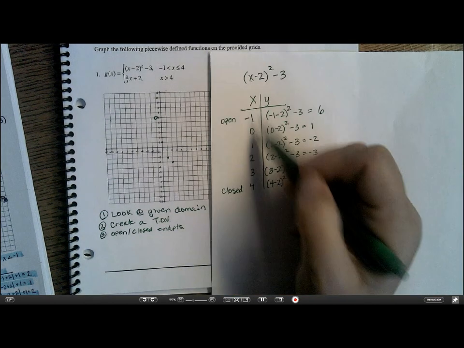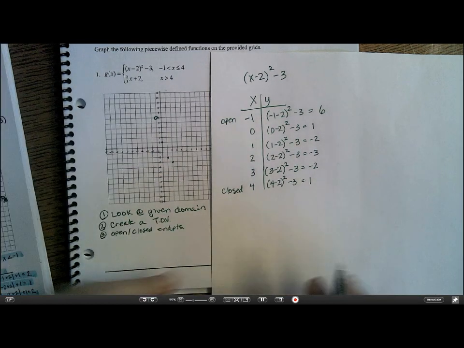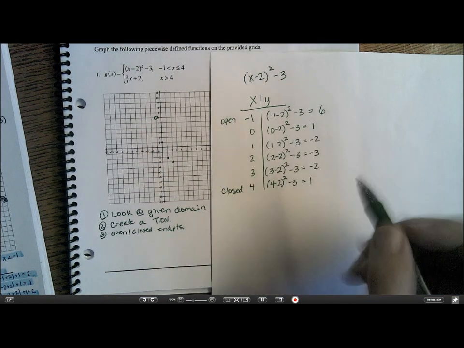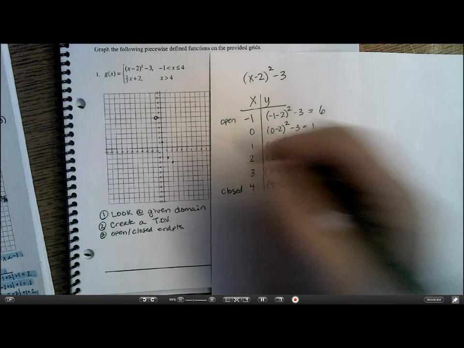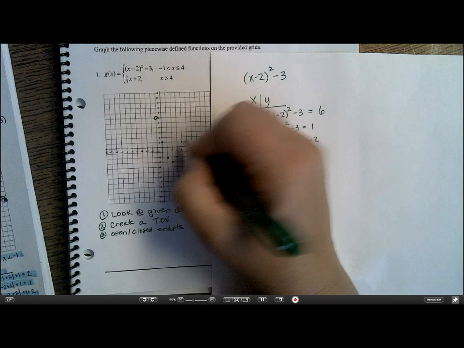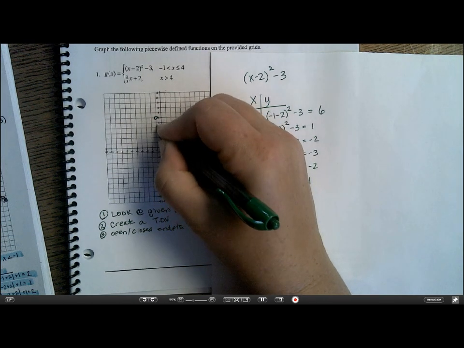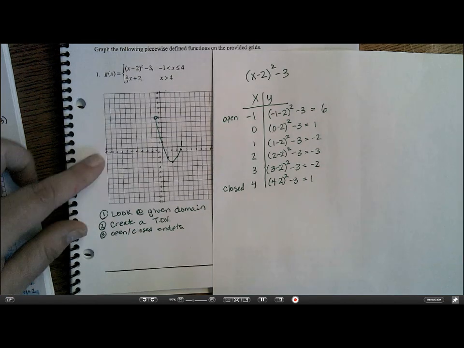Everything else in the middle is always going to be closed. The only thing that would be open would be the endpoints. So I'm going to go 3, -2, and then 4, 1. And then I'm just going to connect, stop, and then connect and stop. So there's that portion of the parabola.